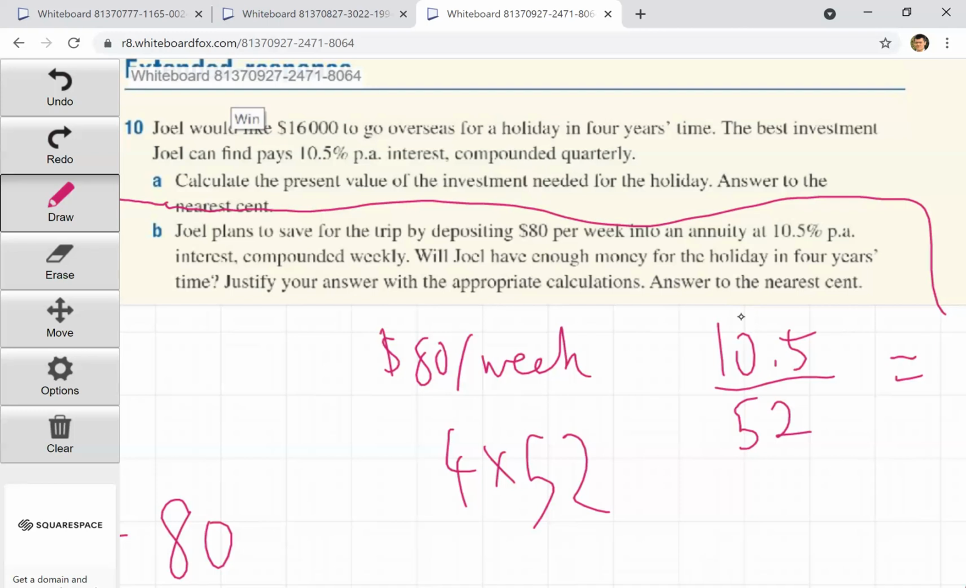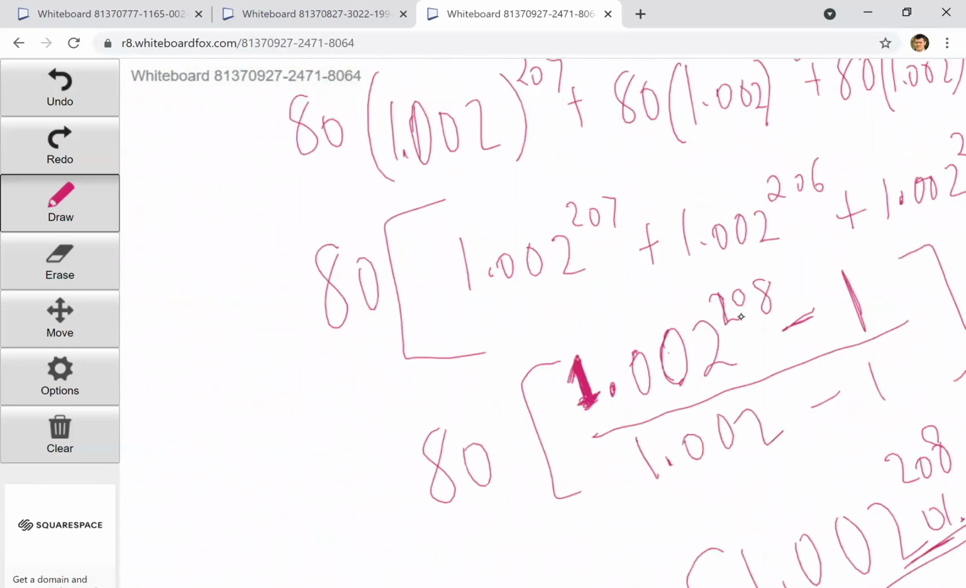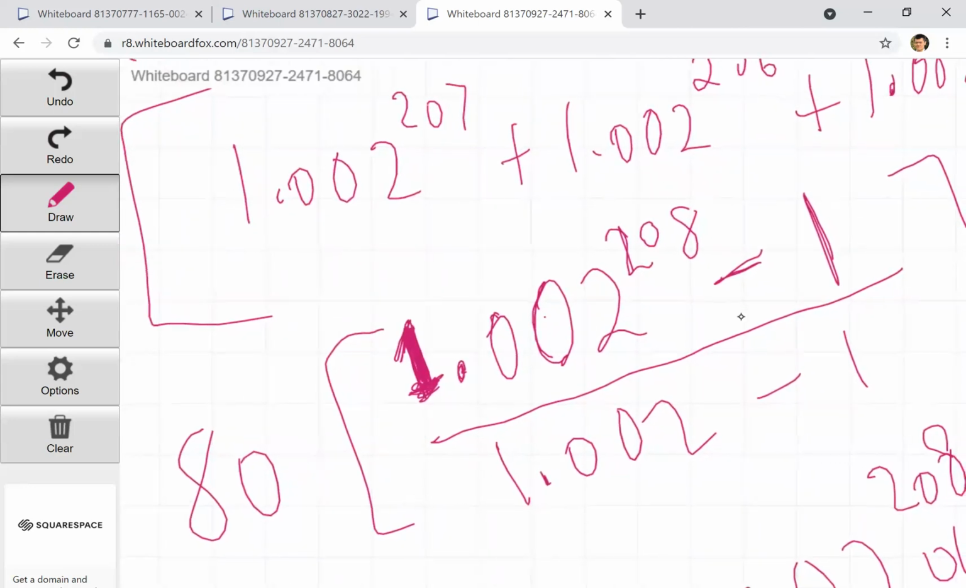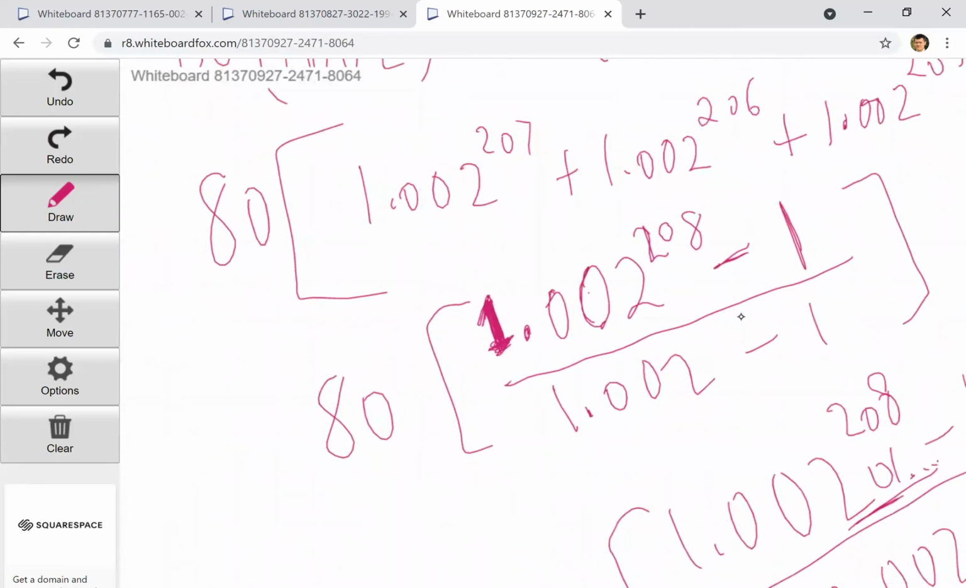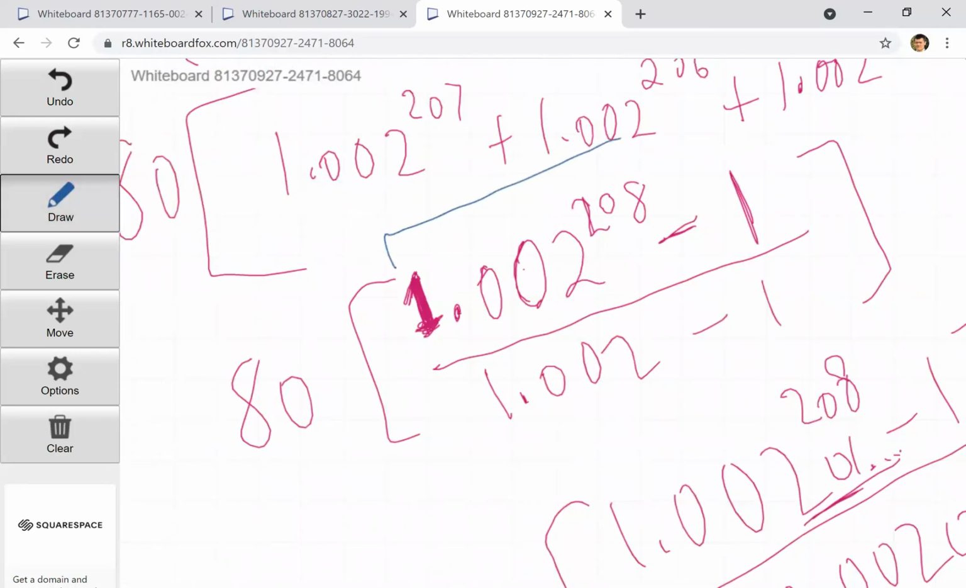But it's kind of interesting that it does seem like you get enough money in the end. Yeah, that's not what I thought at all. I thought it was looking grim there at the start. Can you do this calculation one more time? Can you tell me what 1.002 to the power of 208 is? Can you just do this part of the calculation?